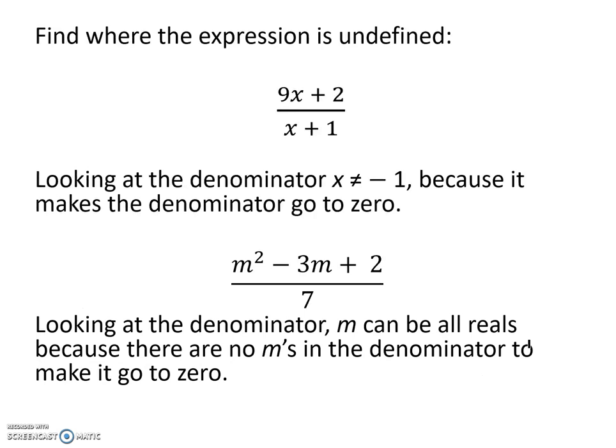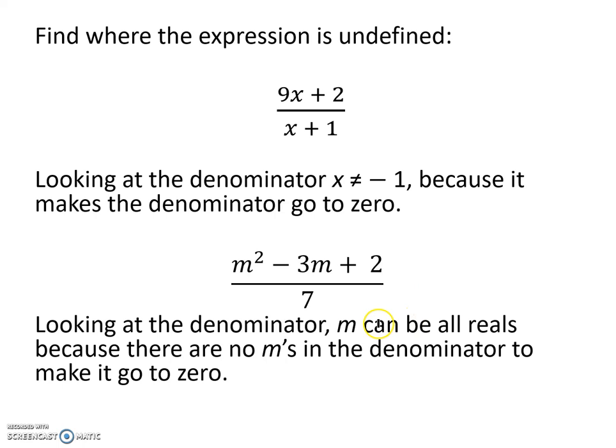Find where the expression is undefined. When they ask us to do that, we always look at the denominator and find where it goes to 0 because we cannot divide by 0. So if x were -1, this would go to 0. So we are looking where it's undefined, so it would be undefined at x equals -1.